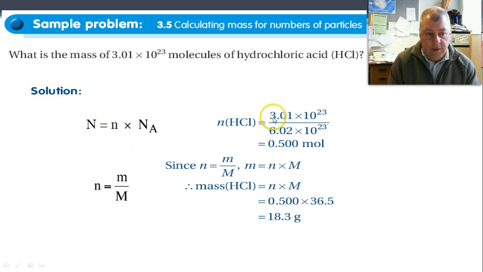Number of moles. So we've got the number of particles divided by Avogadro's number, gives us half a mole. Then we can put that into here because half a mole is that. Now we're after the mass, which is this one here, little m, so we rearrange it into this formula and we put our known numbers in. The 36.5 is hydrochloric acid and we get 18.3 grams. So this question is a two-step question and you just recognize that and you can work it out.